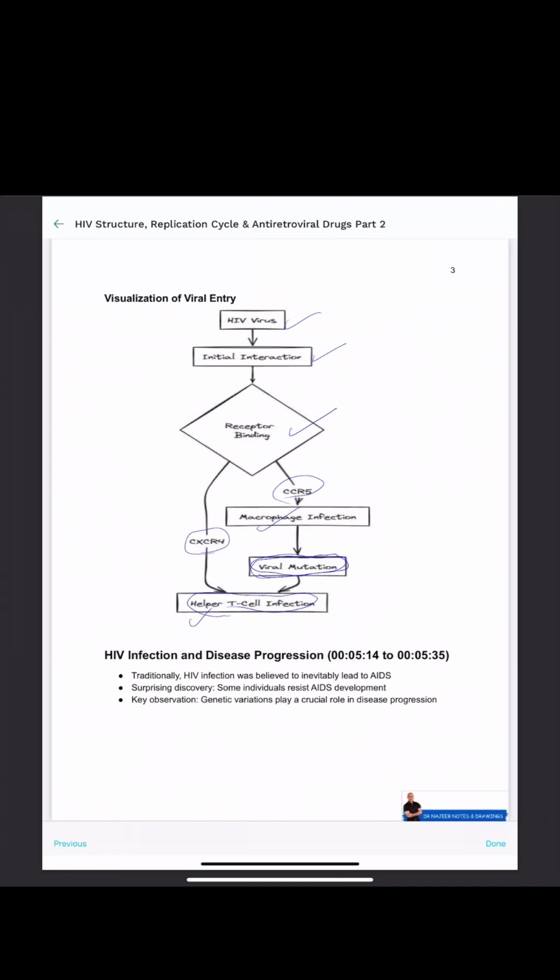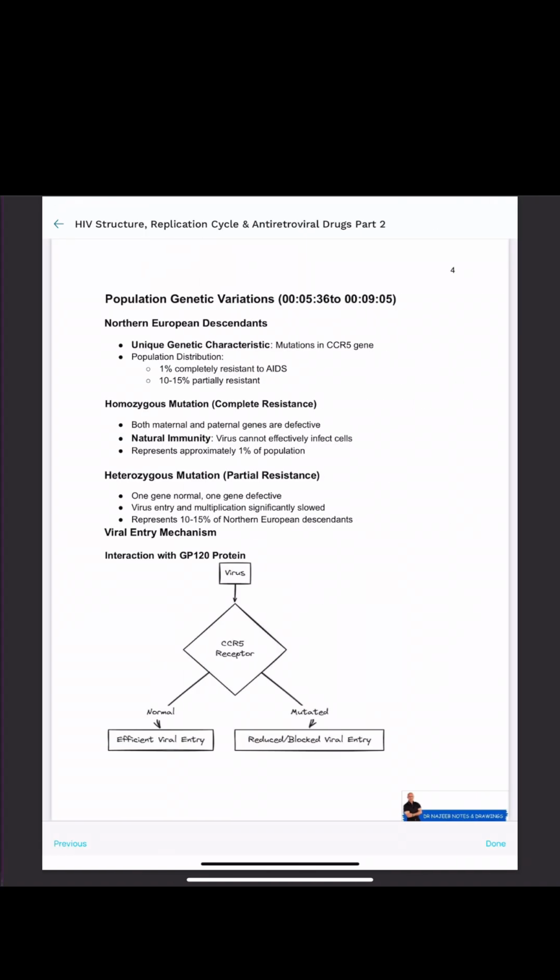Next is HIV infection and disease progression. Initially, it was believed that HIV infection would inevitably lead to AIDS. But surprisingly, we saw that some individuals resist AIDS development. Genetic variations are a very important factor here. Some European descendants have mutations in the CCR5 gene.